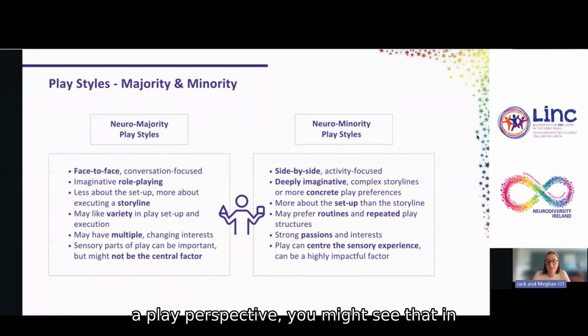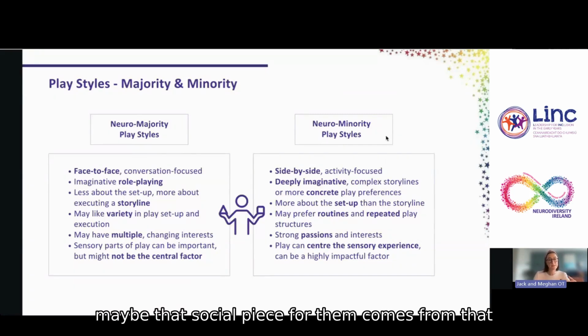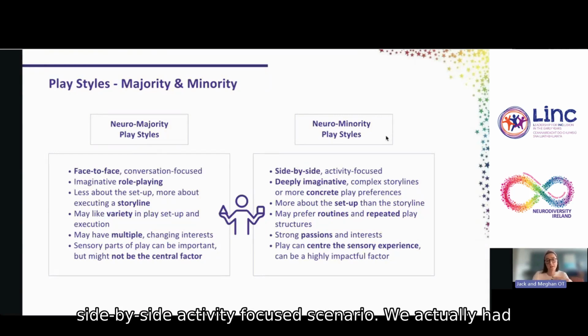It's absolutely valid to socialize differently and to have preferences for how to socialize. But from a play perspective, you might see in some of the children that you work with that the social piece for them comes from that side-by-side, activity focused scenario.